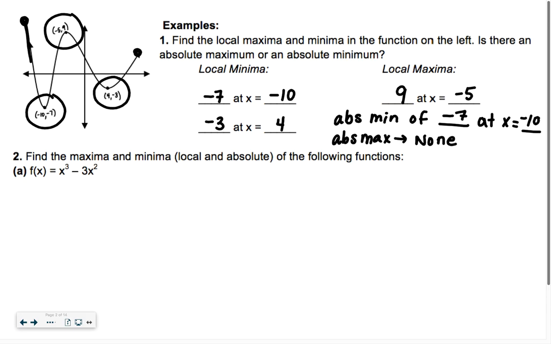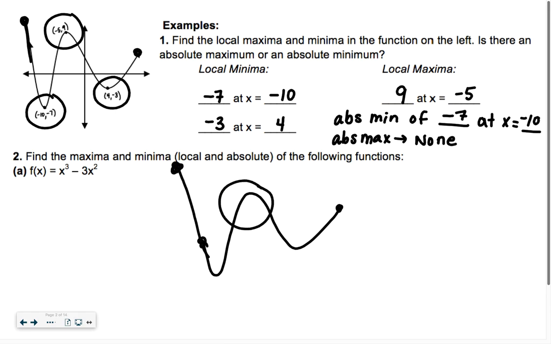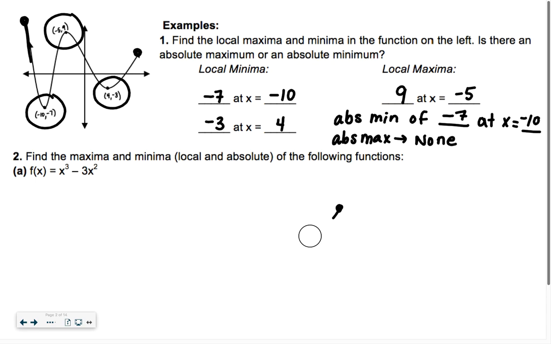I don't know, think about it. So some of you are saying, well, maybe I could have something like that. Is there an absolute max on that function? Yeah, right here. What if I extend it and it's still closed? Yeah, then it'd be here, right? So if it's a closed interval, there has to be an absolute max.